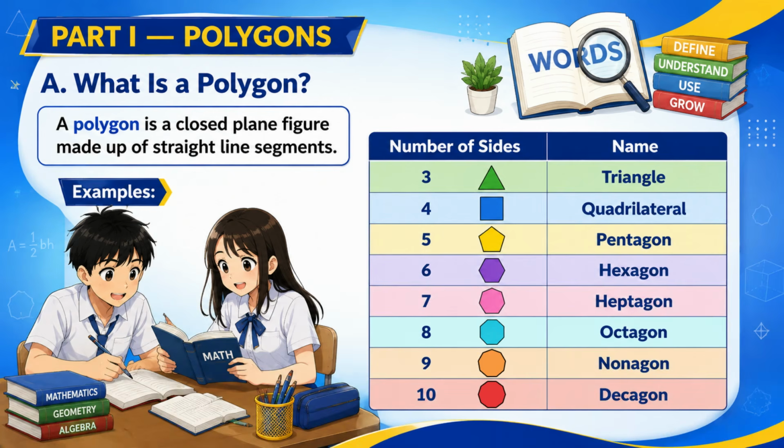A polygon is a closed figure made of straight sides. To name a polygon, we usually count its sides. 5 sides is a pentagon, 6 sides is a hexagon, 8 sides is an octagon, and 10 sides is a decagon.